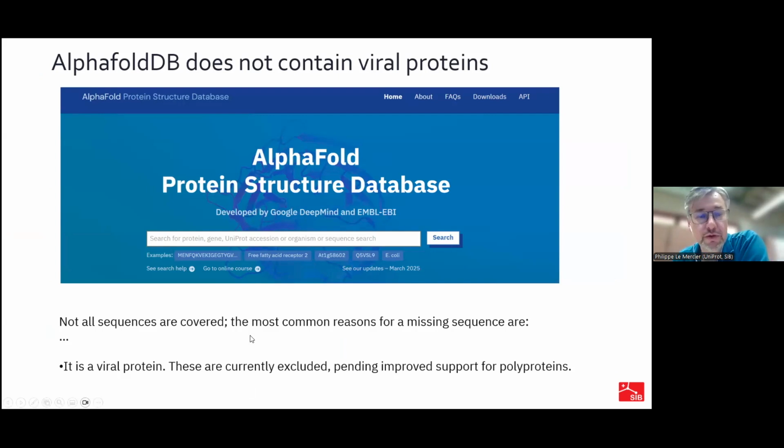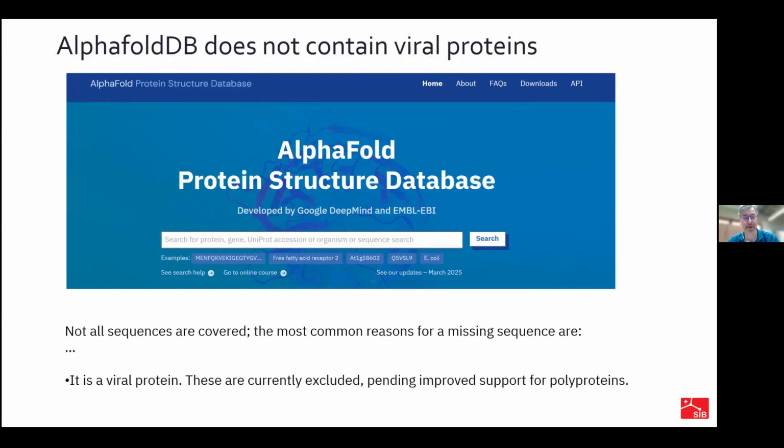So in the FAQ of AlphaFold, you see "why is my protein not there?" The answer is maybe it's the viral proteins that are excluded pending improved support for polyproteins. So it seems that they say there are problems with the treatment of polyproteins, but also maybe for ethical reasons, they are reluctant to make viruses, which we can understand. But it's kind of very sad because for virology, it makes so much sense to look at the structure, as I told you in the first part of the course, that we are missing some very big advance in virology here because it's not made in the AlphaFold database.